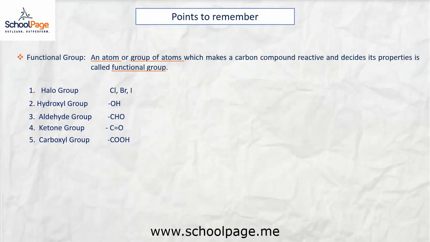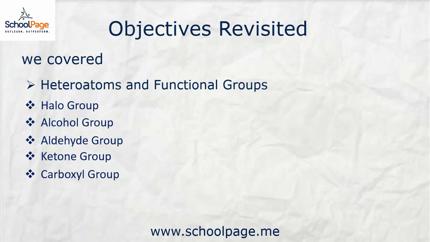Now let's do a quick revision. Functional group: an atom or group of atoms which makes a carbon compound reactive and decides its properties is called a functional group. So these were some of the functional groups which we learned today. That is halo group, hydroxyl group with OH, aldehyde group with CHO, ketone group with C double bond O, and carboxyl group with COOH. So in this video, we understood heteroatoms and functional groups and also different kinds of functional groups.